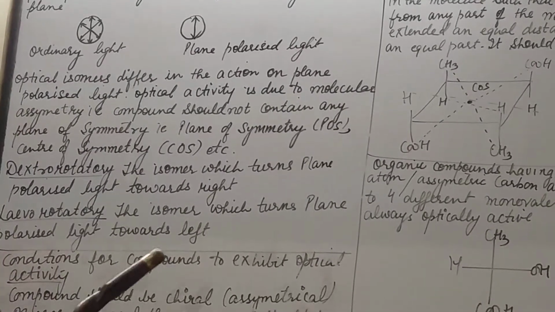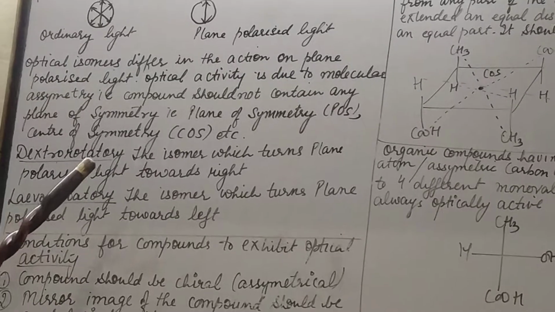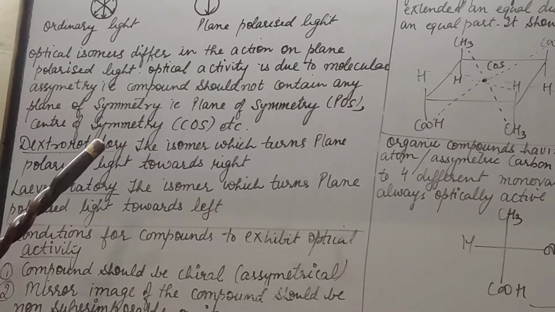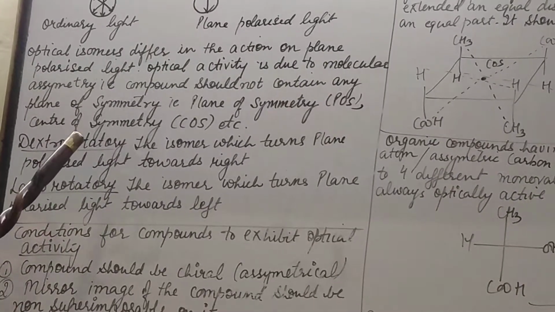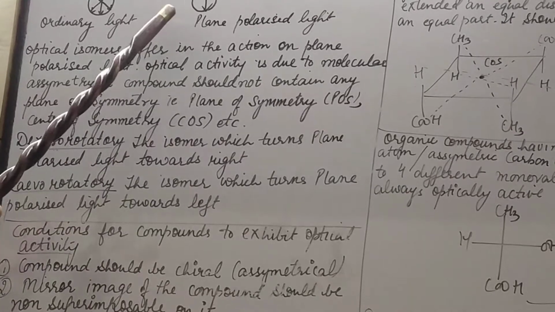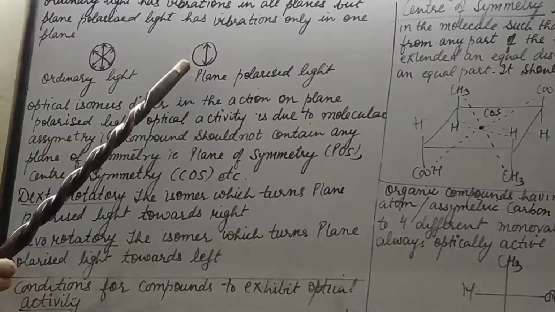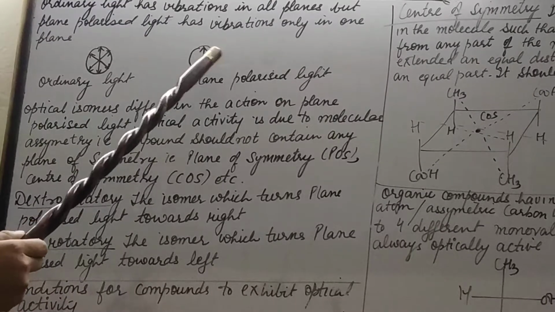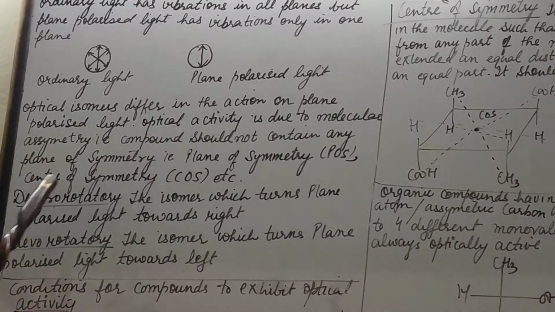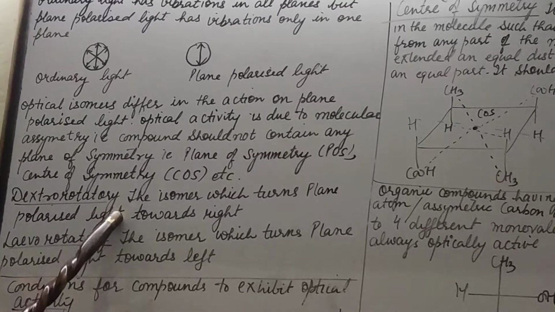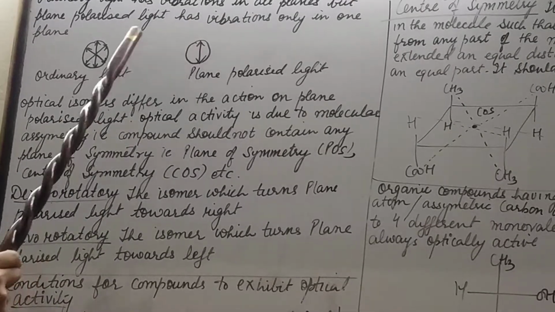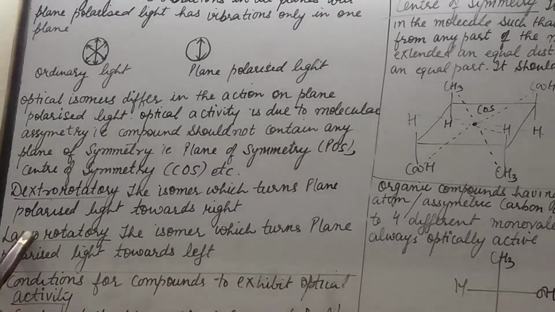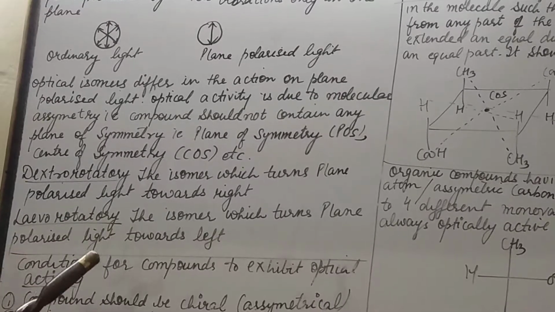Optical activity is due to molecular asymmetry. So here we'll be talking about the nature of optical isomers. Basically we have two types of optical isomers. One is the one which rotates the plane polarized light towards the right hand side, that is called dextrorotatory, and another one which rotates the plane polarized light towards the left hand side is called levorotatory.